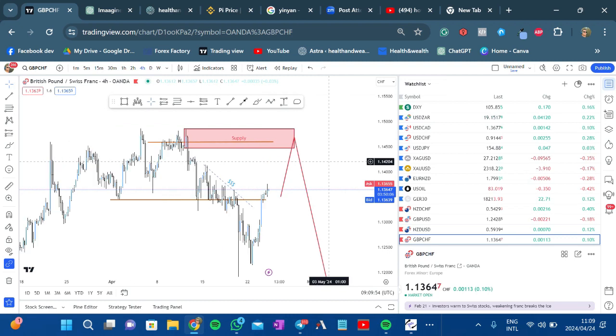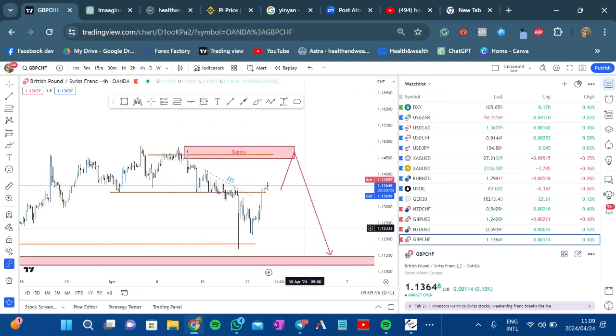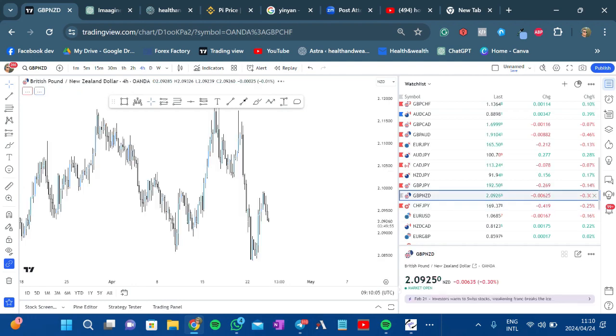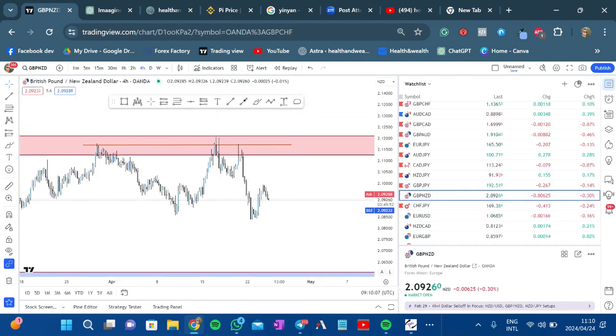And on top of this, we're also seeing an incredible movement on another pair, which I think is the British pound and the New Zealand dollar. I'm just going to double click on it. Yes, this is the one I actually wanted to show you guys.